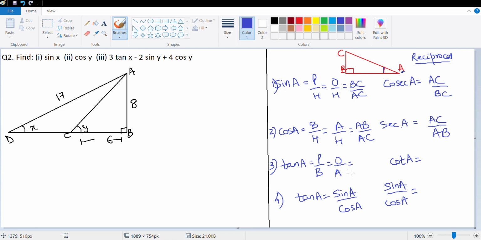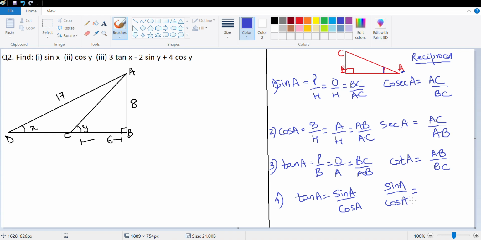The next one is tan A, which is perpendicular upon base or opposite upon adjacent, in this case BC upon AB. Cot A is the reciprocal of this, which means it's equal to AB upon BC. And then the last relation that we did was tan A is equal to sin A upon cos A.